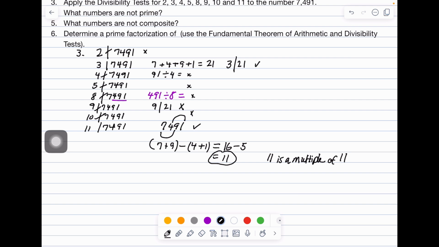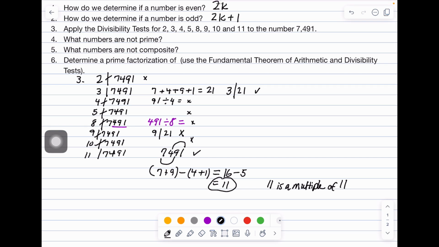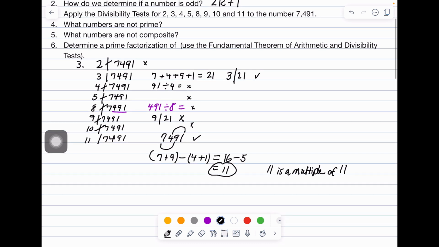Okay. Number 4 and number 5. 0 and 1. Those 2 numbers are not prime and they're not composite. They do not fit our definitions. Prime is a number that is only divisible by 1 and itself. Composite has other divisors also. So 0 and 1 are not prime and they're not composite.